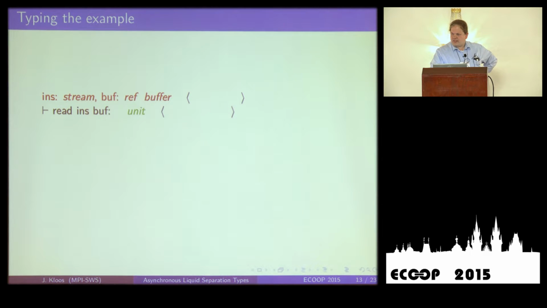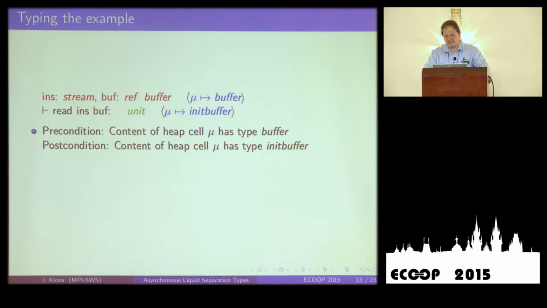Now, to actually say what the contents of the buffer are, we have to add pre and postconditions that will look like this. We have a precondition, which says that there is some heap cell mu, which contains a value that we can type as buffer in the given environment. Also, we have a postcondition that says, after reading this data, so executing this expression, this heap cell mu will now contain a buffer which has the type init buffer, so it is initialized in some sense.